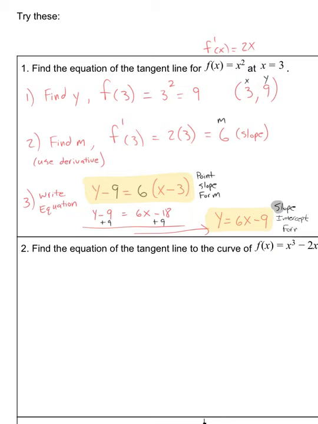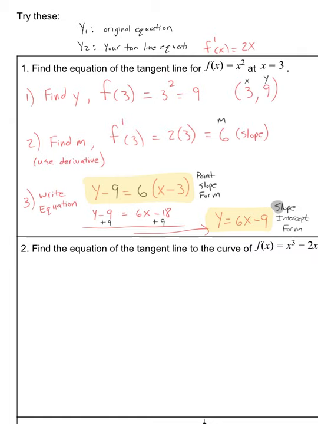Slope-intercept form. Now to check your work, in y1 you put the original equation that you're given, and in y2 you put in your tangent line equation.